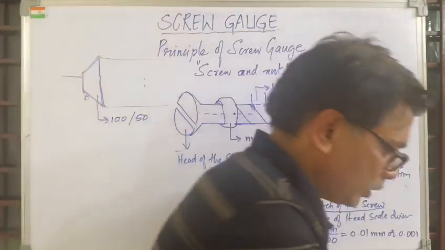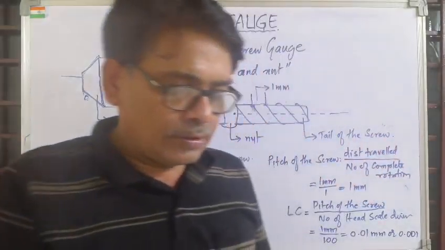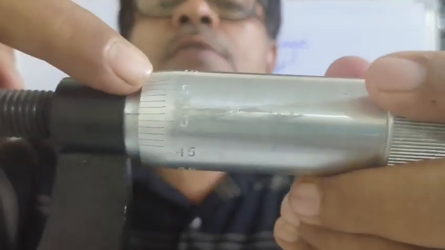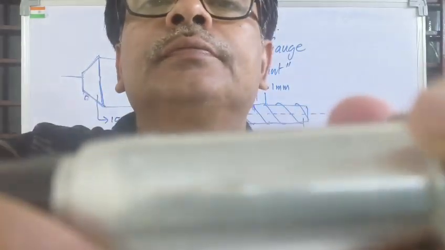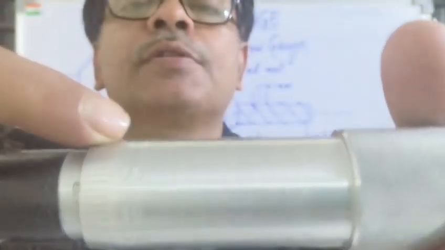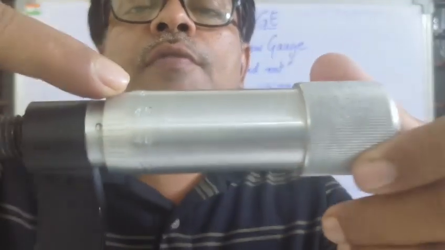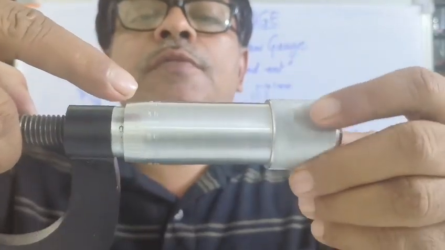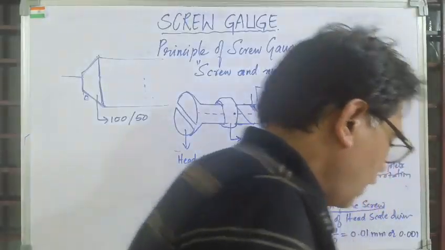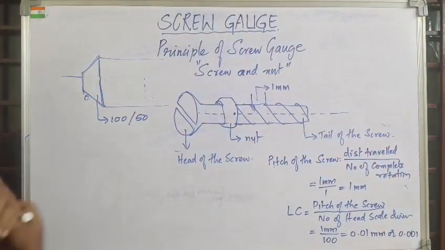So you can see a screw gauge here. I brought a screw gauge here, and this has 50 divisions. You can see the divisions over here. This is a 50 division screw gauge. Right. So this is for 100 divisions, 100. So now what to do?